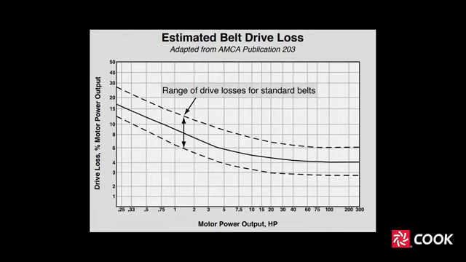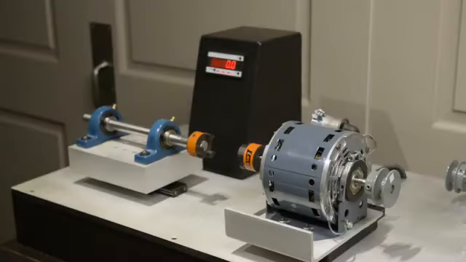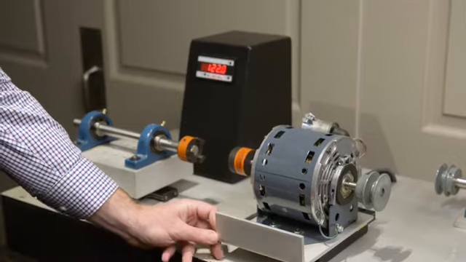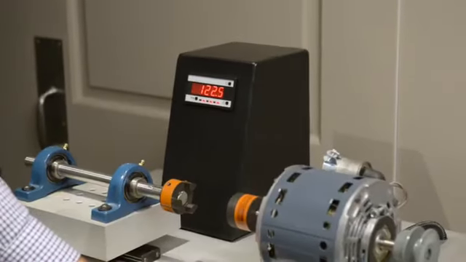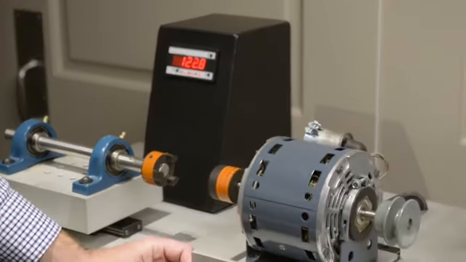Some software selection programs allow you to account for drive loss when selecting belt drive fans. Let's take a look at the impact of drive loss on fan energy consumption. In this demonstration, we are using a single-phase 1/3 horsepower motor, as well as a watt meter to measure energy consumption in real time. First, we will energize the motor without any connected load. The motor consumes power, in this case roughly 122 watts, even without a load.